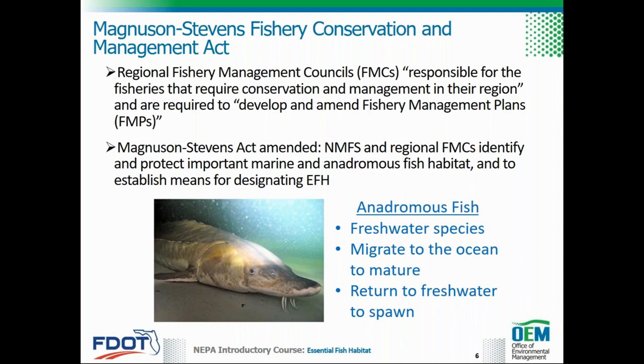In 1976, the Magnuson-Stevens Fisheries Conservation and Management Act, or Magnuson-Stevens Act, was passed to ensure long-term biological and economic sustainability of the nation's marine fisheries. The main objectives of the Act include prevention of overfishing, rebuilding of overfished stocks, increased long-term economic and social benefits, conservation of essential fish habitat, and assurance of a safe and sustainable seafood supply.